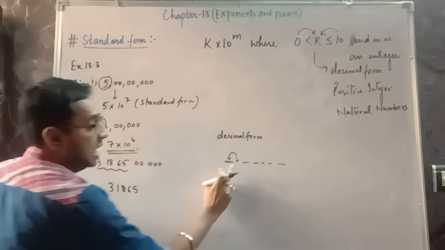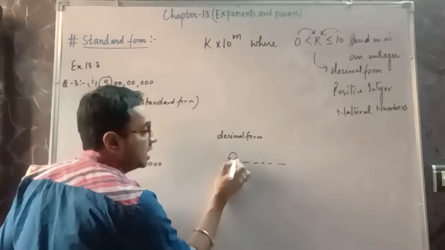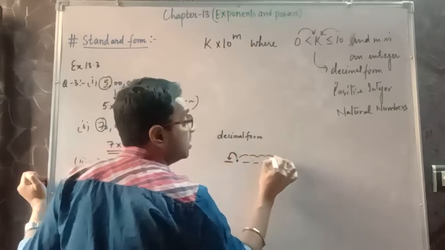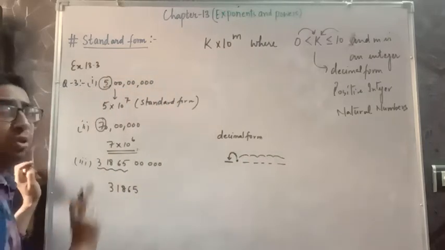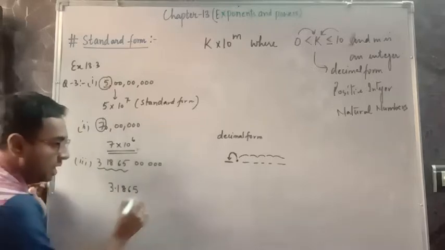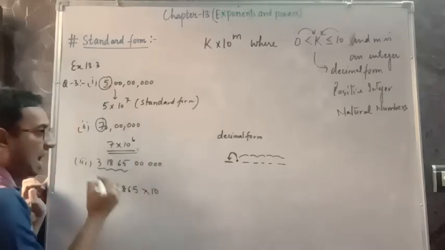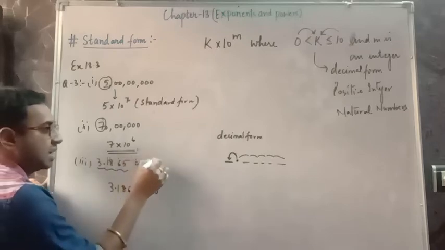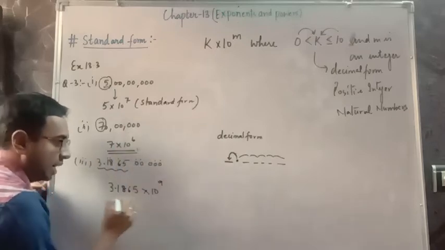31865. Okay. Now understand, I told you before the decimal there should be only one unit digit, and after that it can have any number of digits. It means where should I put the decimal? The decimal must be here, right? So I'll put the decimal and write 10 raised to power. After that, start counting. 1, 2, 3, 4, 5, 6, 7, 8, 9. So 10 raised to power 9 is the answer.